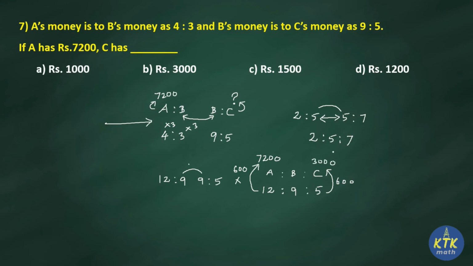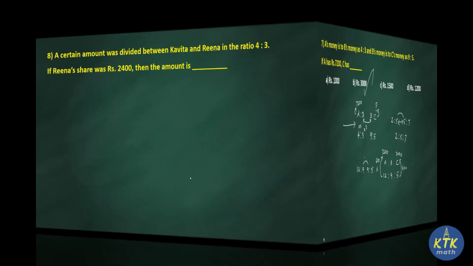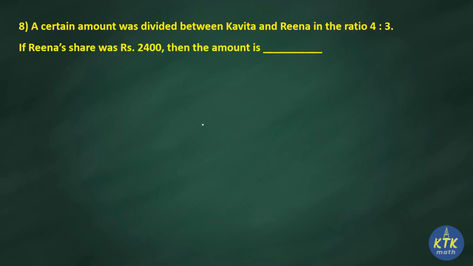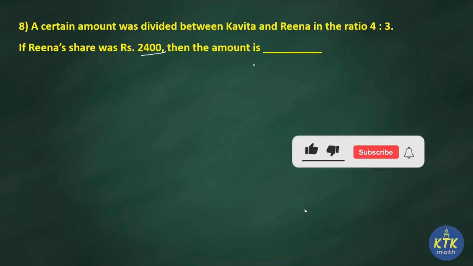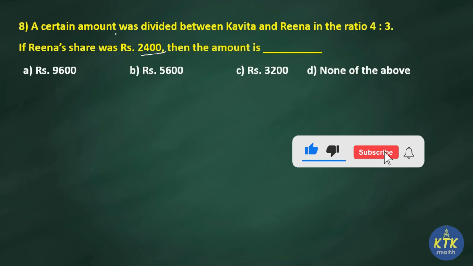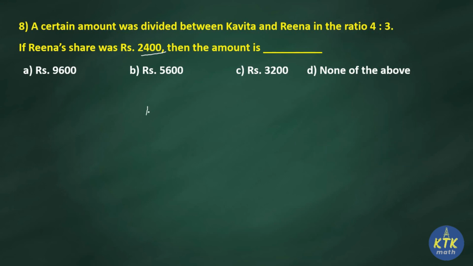So your answer for 7th question is option B, 3,000. Clear? 8th question. A certain amount was divided between Kavita and Reena in the ratio 4:3. If Reena's share was rupees 2,400, then the amount is, your options are given there. So as usual, you are going to represent this in terms of ratio. They gave first Kavita's part and then Reena. So I'll just write it as K:R.